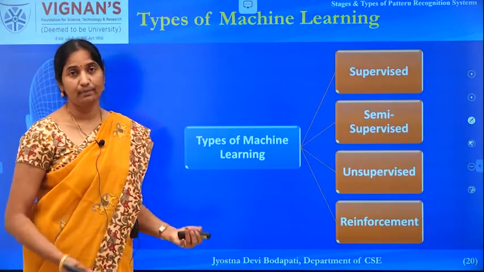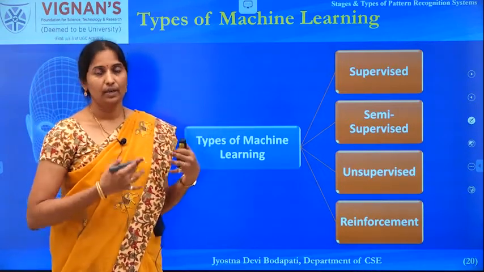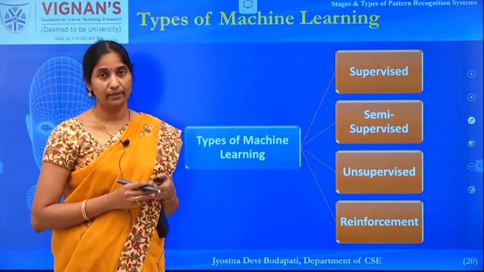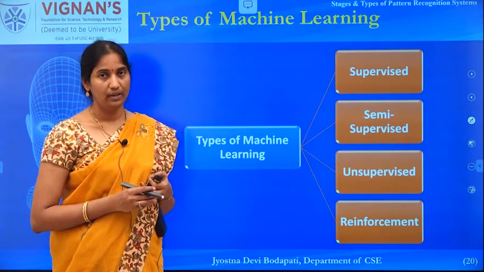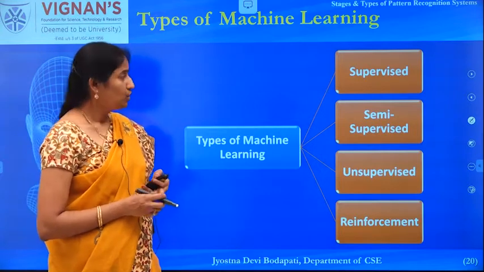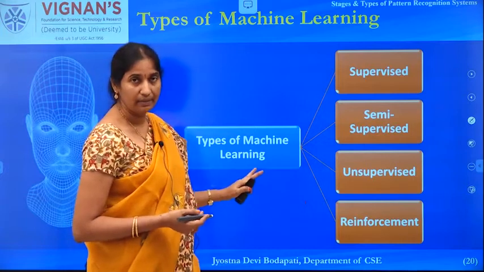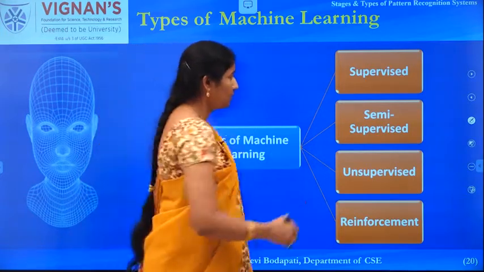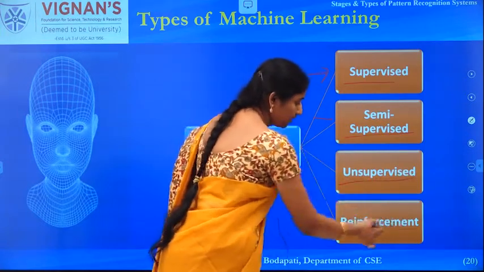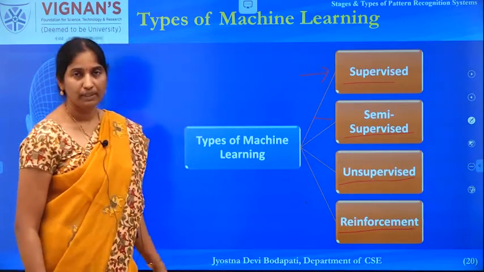Let's see what the different types of machine learning are. So far we have seen what a pattern recognition system is, what patterns are, and what the typical real-time applications of pattern recognition systems are. Now let's see what the different types of machine learning available are. You can categorize any machine learning or pattern recognition algorithm into four types: supervised learning, semi-supervised, unsupervised, and reinforcement learning. These are the types of machine learning algorithms.